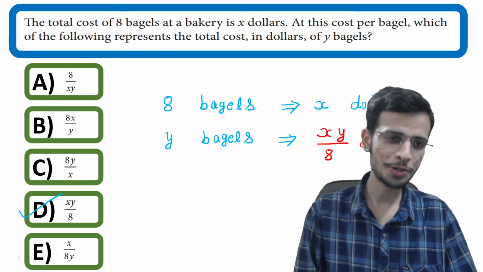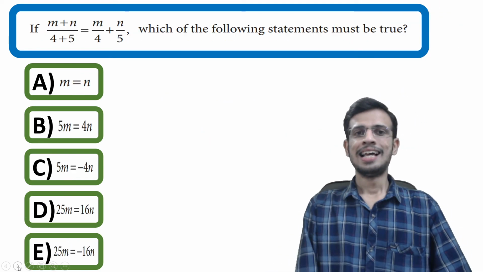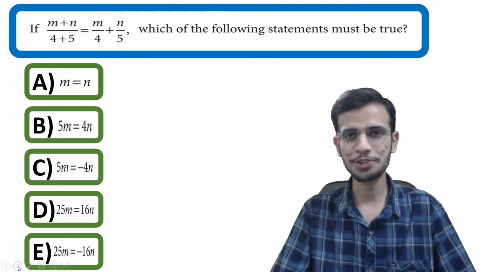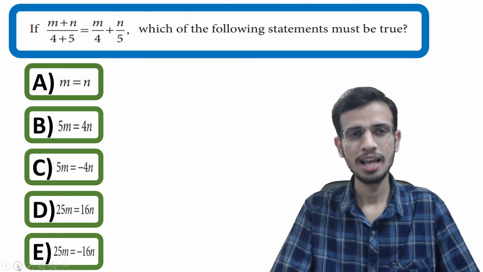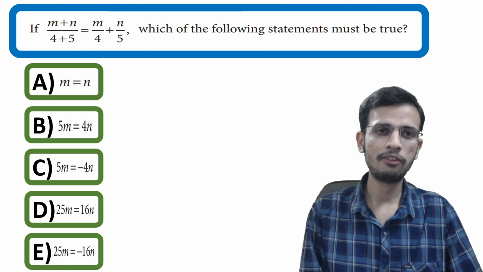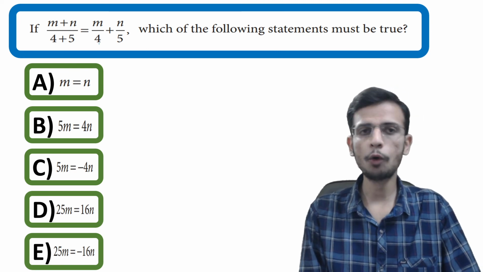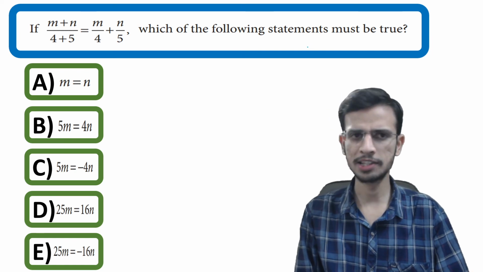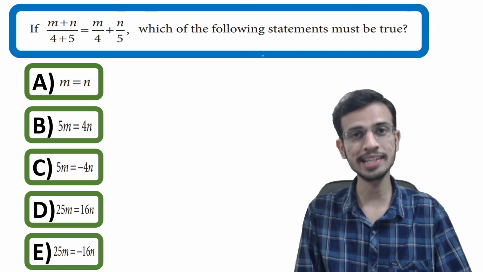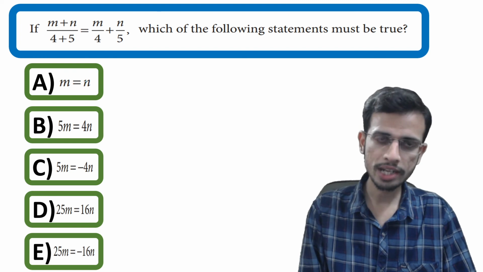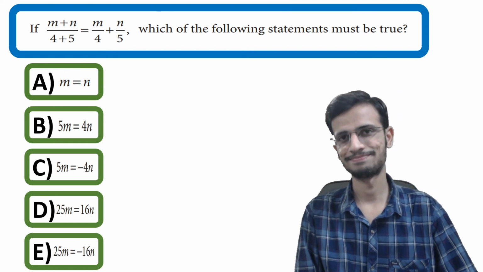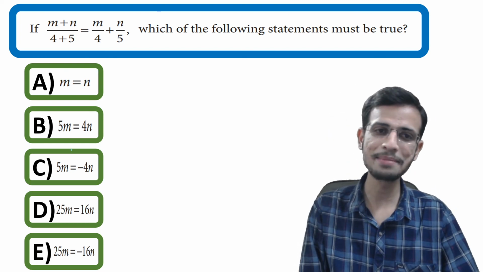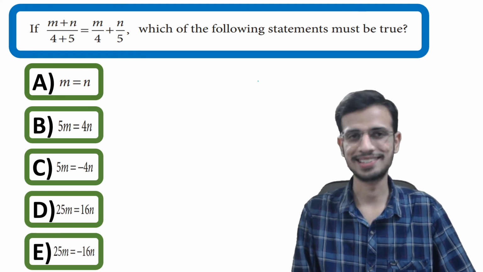So let's move on to the last question. And here is your last question of this video. If m plus n divided by 4 plus 5 is equal to m by 4 plus n by 5, then which of the following statements must be true? These are all multiple choice single selection questions because only one option can be correct. According to mathematics, only one can be correct for this type of questions.